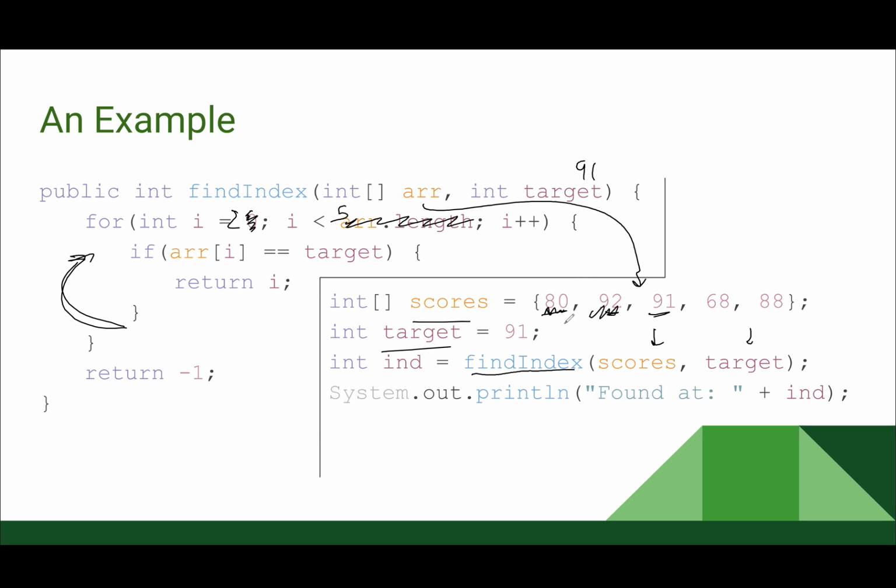Now when i equals 2, array at index i equals 91. Is our array at index i equal to our target? Yes, it is. So we're going to enter our if statement. We're going to return i. So we're going to return that number 2 back here. So our int ind is going to equal the return value from our findIndex method, which equals 2. So when I print found at this index, it's going to print found at 2. And there we go.